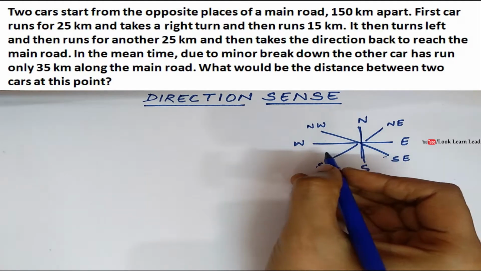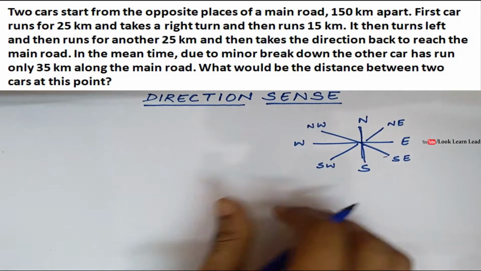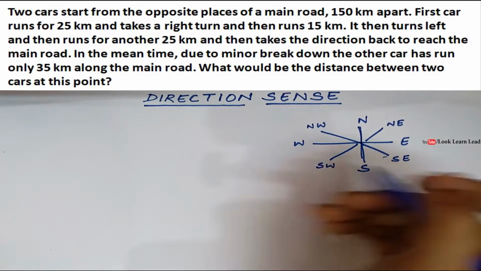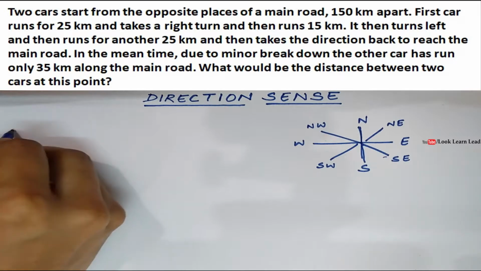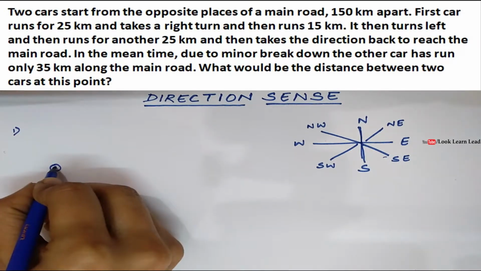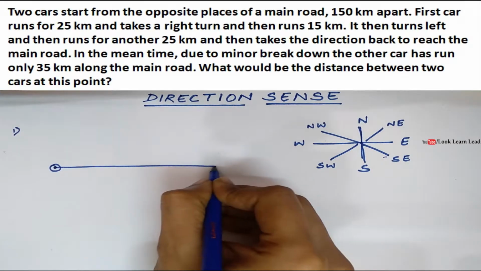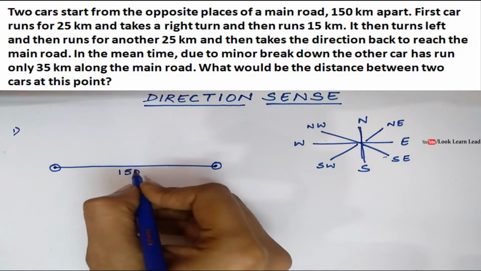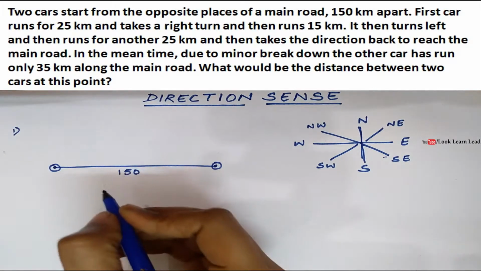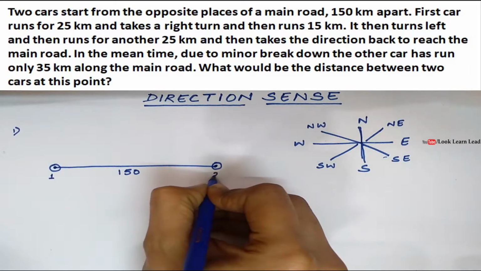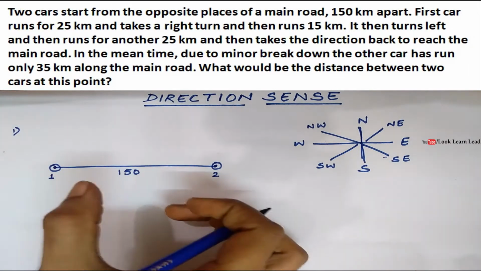Our first question is, we have 2 cars start from opposite places of a main road 150 km apart. So there are 2 cars. Question number 1 we are solving. There are 2 cars. They are starting from the opposite of a road, okay, and it is given that it is 150 km apart, okay. Let this be a first car and this be a second car. You can take it interchangeably also, okay.